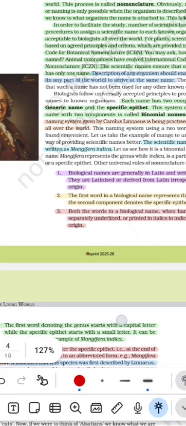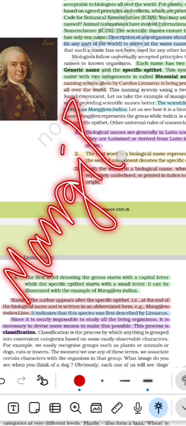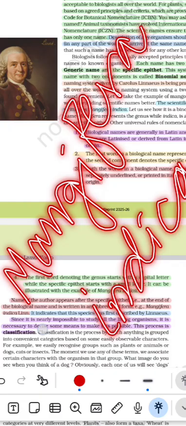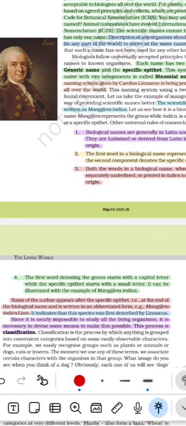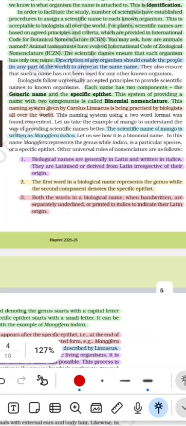If I write Mangifera indica, or you write Mangifera indica in your notebook, then we should underline it, because we have not written in italics. So Mangifera indica should be underlined by us who are writing in books, because we cannot actually match the italic style. Only computers can do that, or Italians maybe. So both words in a biological name, when handwritten, are separately underlined or printed in italics.